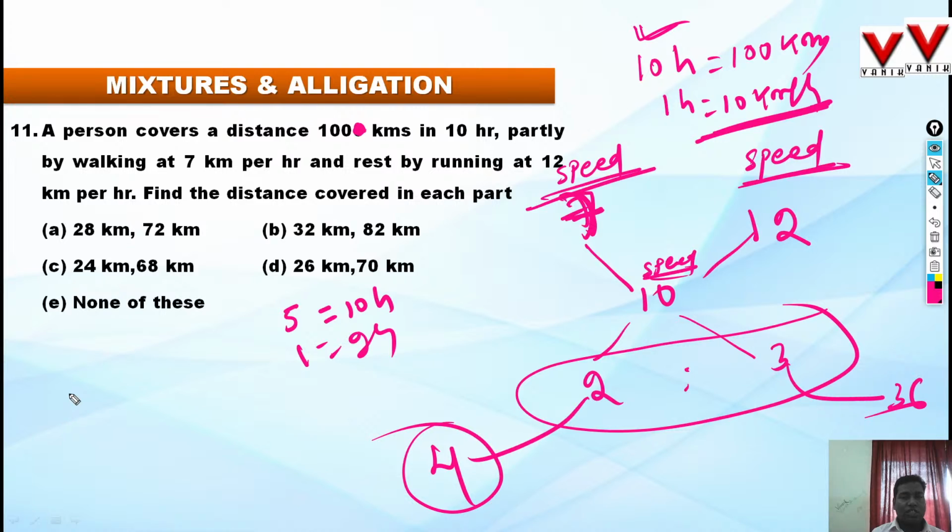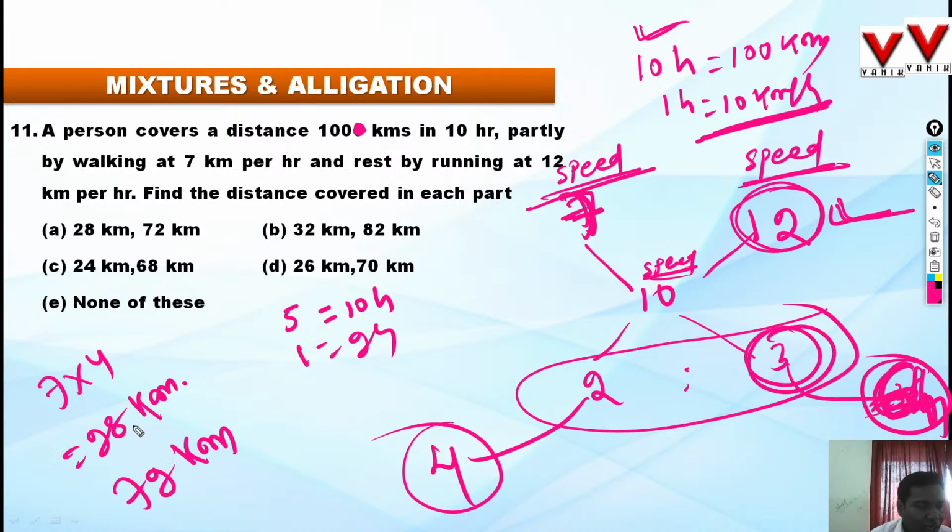Then the distance covered by running. He covered 12 kilometers per hour. It takes how many hours? 3 hours. 3 2s are 6, it is 6 hours. In 1 hour it covered 12 kilometers. In 6 hours it covered 12 6s are 72 kilometers. 28 kilometers is covered by walking and 72 kilometers is covered by running. Total distance 100 kilometers. It takes 10 hours. Are you clear? Come to the next number.